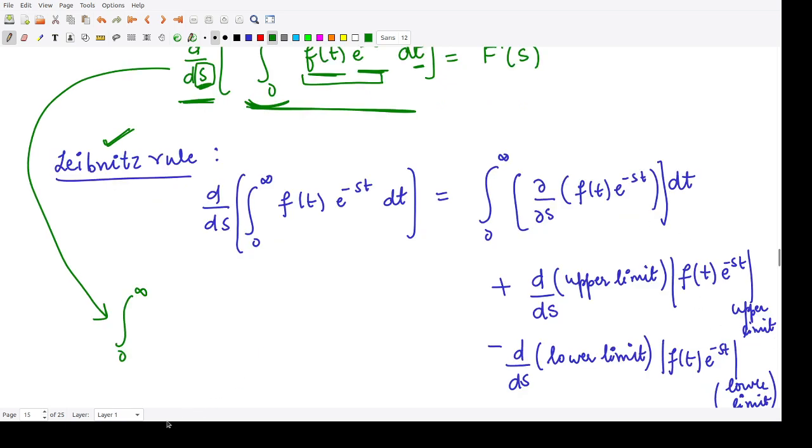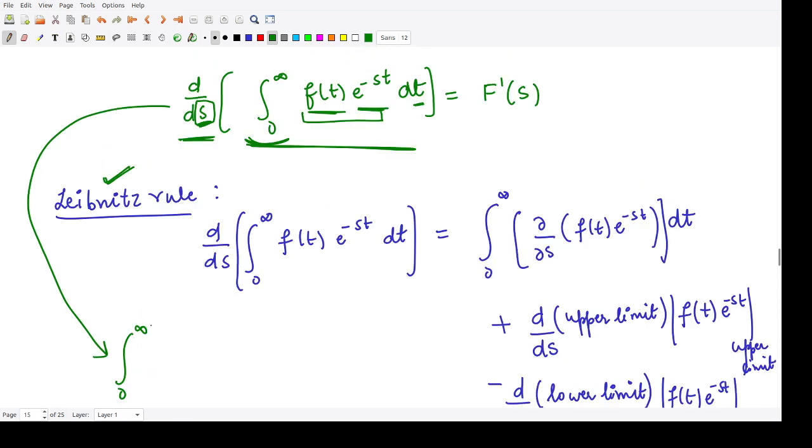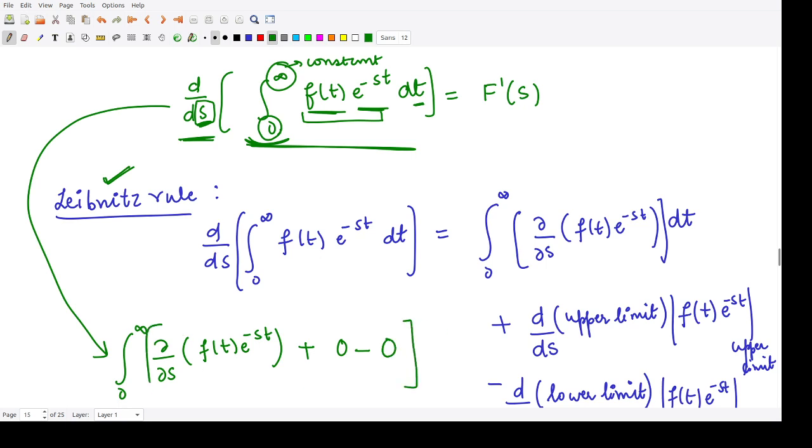So here it would be integration from 0 to infinity and then the partial derivative with respect to s of this term f of t e to the power minus st, then plus the derivative of this upper limit. Now the upper limit is a constant quantity, so its derivative would be 0. So 0 into something would be 0, so we will write it 0. And then minus the derivative of this lower limit. The lower limit again is a constant, so its derivative would be 0. So 0 multiplied by anything would be 0. So this is what we got after applying this Leibniz rule.